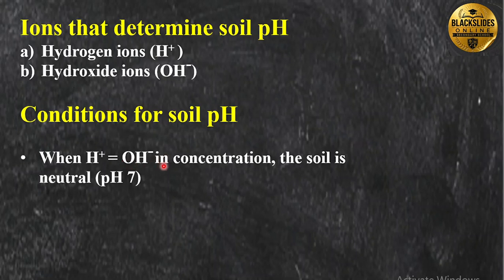Let's say you get a soil sample and then you test for its alkalinity or basicity by measuring the exact number of hydrogen ions and the hydroxide ions. If the two are equal, then such a soil sample is neutral.